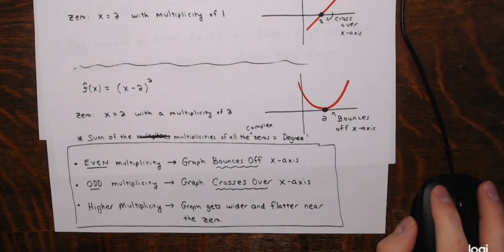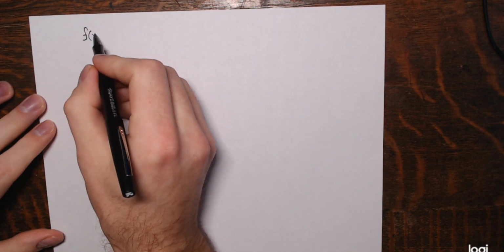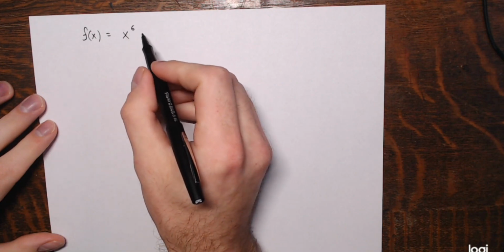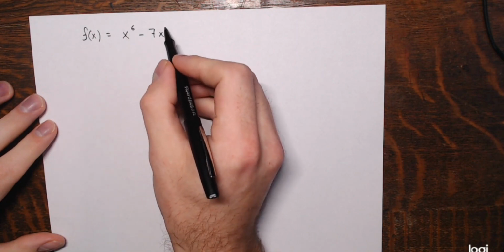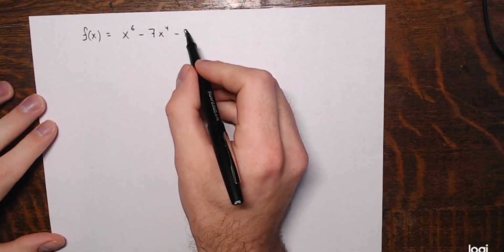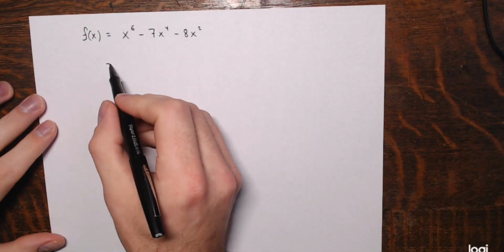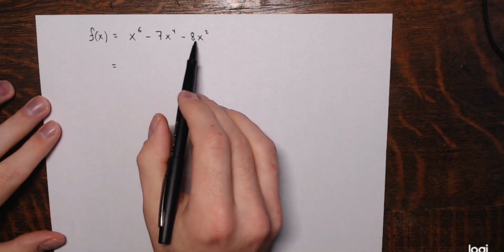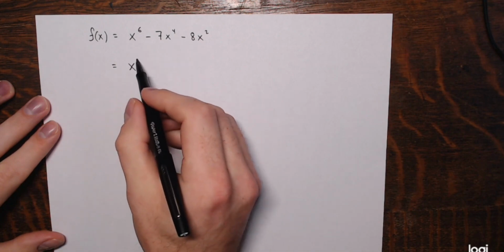Alright, so I'll write this function out, and we'll factor it and state the zeros. So here we're given f of x equals x to the 6th minus 7x to the 4th minus 8x squared. And I'm just going to factor it right now. And then we'll look at the factors, and you can state what the zeros are by looking at the factors pretty easily. So these all have a common factor of x squared. So that's x to the 2nd power.